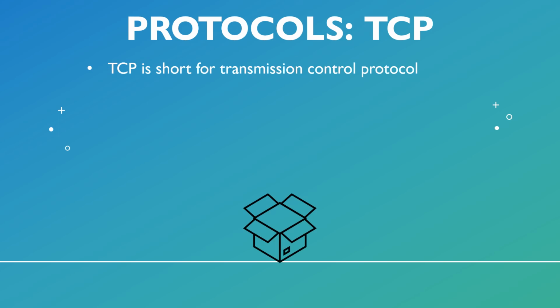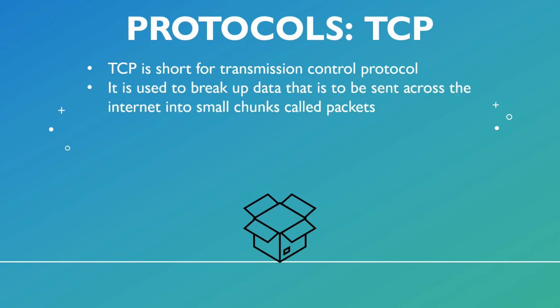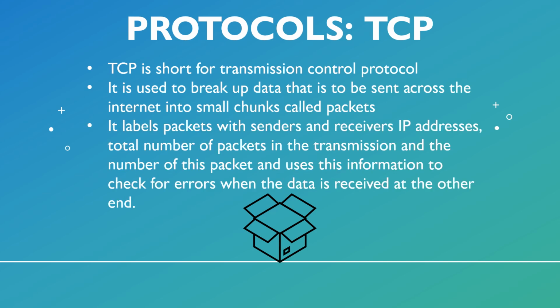TCP is short for the Transmission Control Protocol. This is used to break up data that is to be sent across the internet into small chunks known as packets. Each packet is labelled with the sender's and receiver's IP address, the total number of packets in the transmission, and the number of this individual packet. This information is used to check for errors when the data is received at the other end.